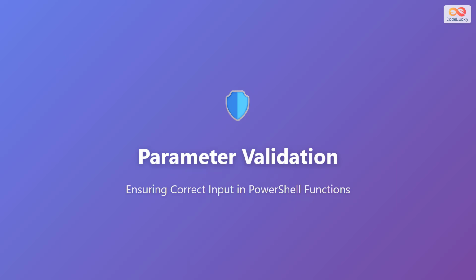Parameter validation is a critical concept in PowerShell that helps you write robust and reliable functions. When you create functions that accept parameters, you want to ensure that the data passed into those parameters is correct and meets your requirements. Parameter validation attributes provide a declarative way to enforce these requirements at the parameter level before your function logic even executes. This approach makes your code cleaner, safer, and easier to maintain.